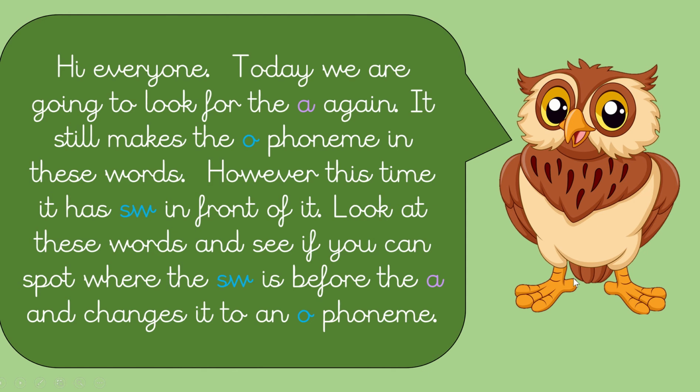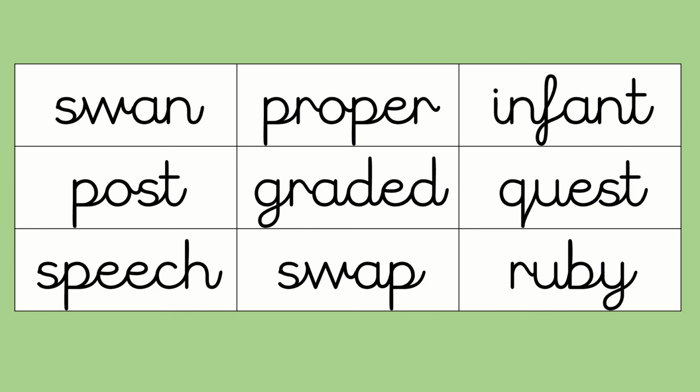Okay. Oh, Oswald's here. Hi everyone, today we are going to look for the letter A again. It still makes the phoneme in these words. However, this time it has S and a W in front of it. Look at these words and see if you can spot where the SW is before the A, and changes it to an O phoneme. So you've got an S and a W and then an A. And after the S and the W, it makes an O sound. So see if you can spot it here. There are 2 words. I want you to pause the video now and find those words.